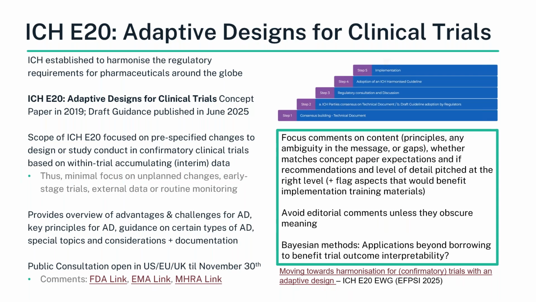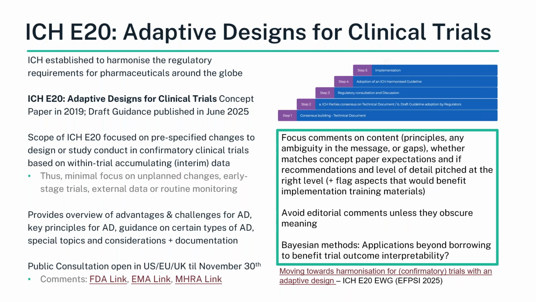External data, or more accurately, decisions made purely on external data, are not considered. Things like borrowing are considered. We'll talk about that later on. Routine monitoring of, say, low recruitment and stuff isn't what we're talking about here. We're talking about making a change to the design or to the study conduct. So, for example, stopping the trial early based on this accumulating interim data.